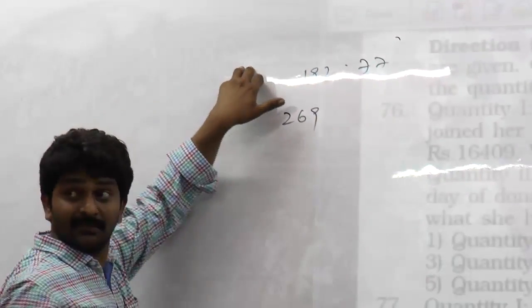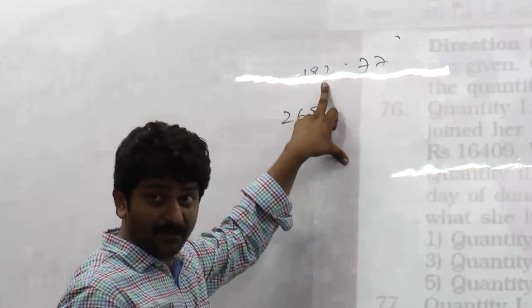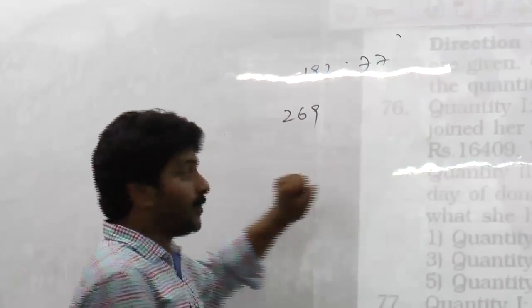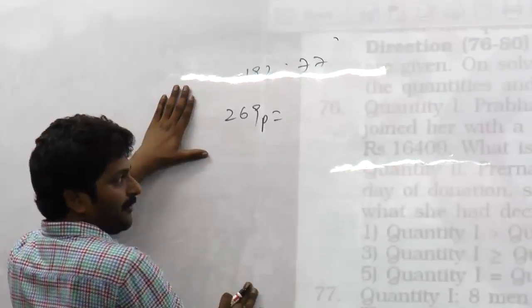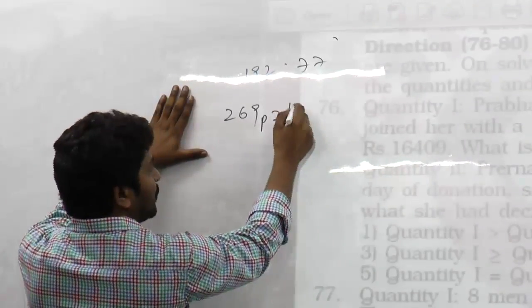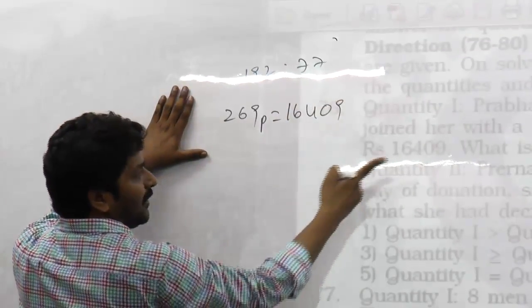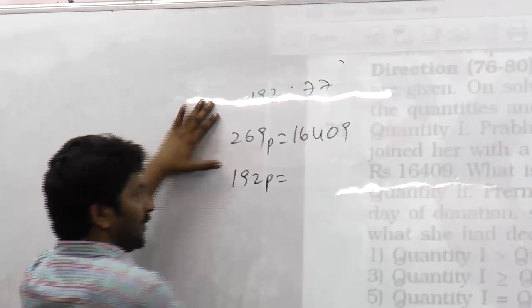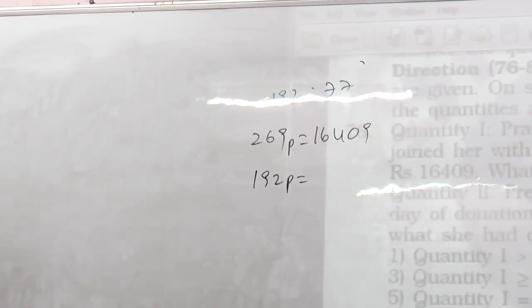269 parts. If you add 8 here, it becomes a round figure. Take 8 here, you will have 69. Total 269. So 269 parts is the total profit, which in terms of number is equal to 16,409. You are asked about Prabha's share, which is 192 parts. We have to calculate it, keep it aside.